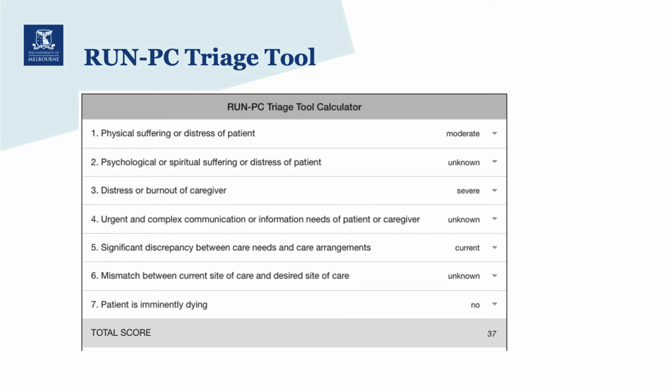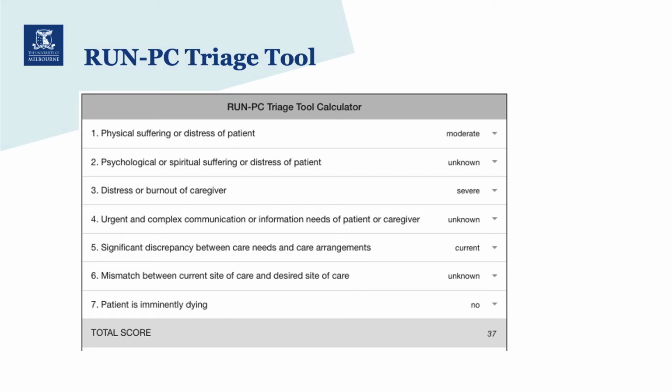We're not really given any information about his psychological suffering, so I've said unknown, and we need to tease that out. Clearly, his wife feels she's not able to cope, and when someone says not able to cope, I think that's a severe for number 3. No information really provided about their communication or information needs, so I've had to say unknown for that. But there is a current discrepancy between care needs and care arrangements with his mobility and the state of his caregiver. So that's a current.